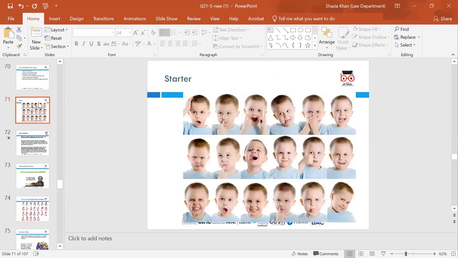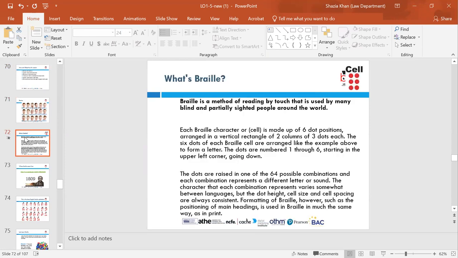So, starter. Some expressions there of the fact that someone's feeling happy, cheeky, confused. So these are things that just identify our expression.